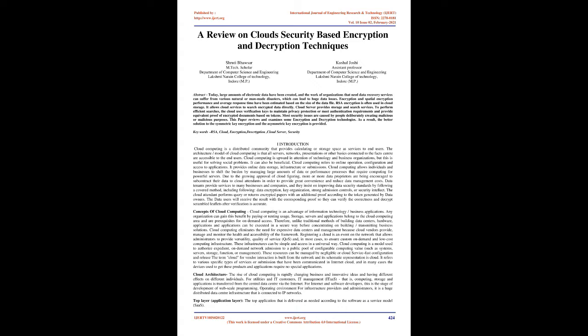Data tenants provide services to many businesses and companies, and they insist on improving data security standards by following a layered method, including data encryption, key management, strong access controls, and security intelligence. The cloud server performs the query and returns encrypted documents with an additional proof according to the token generated by data owners. The data users will receive the result with the corresponding proof so they can verify the correctness and decrypt the encrypted documents after verification is accurate.